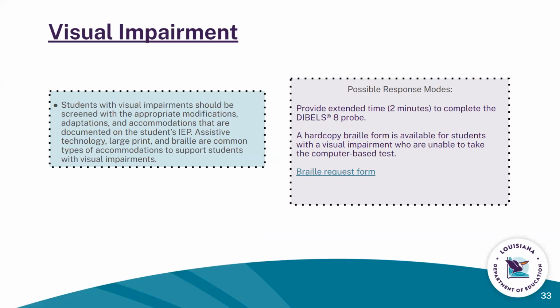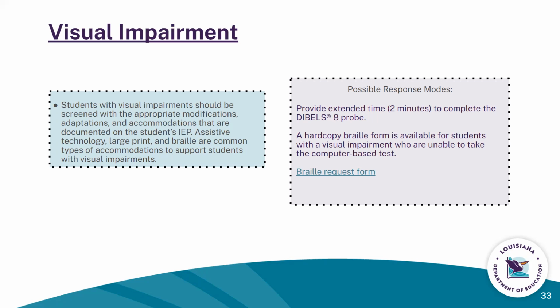Our next population of students we want to review today are students with a visual impairment. So students with a visual impairment should, of course, be screened using appropriate modifications, adaptations, and accommodations that have already been documented on the student's IEP. And some common support needs for visually impaired students can include assistive technology, large print, and Braille. You can see some possible response modes for these students listed on the slide here.